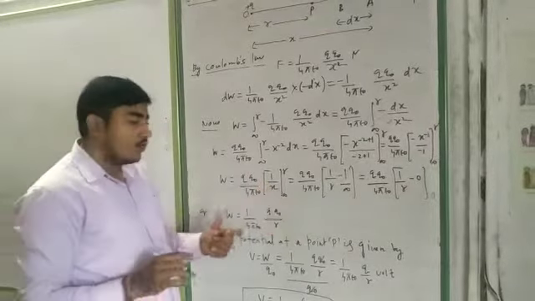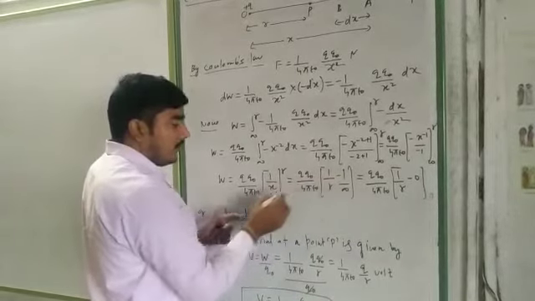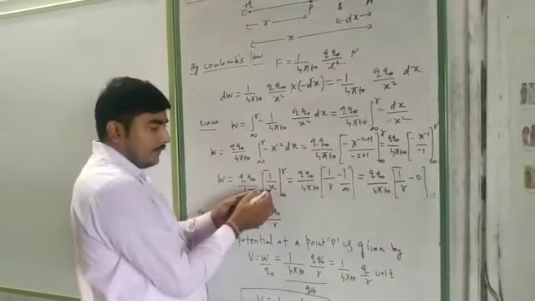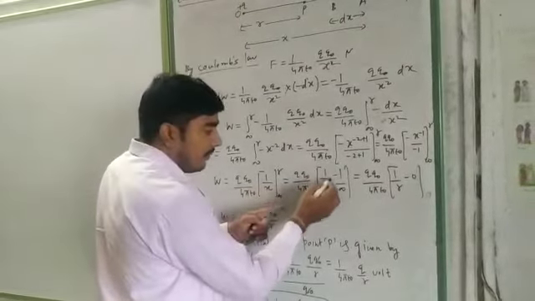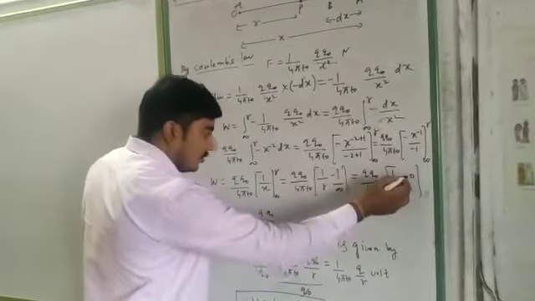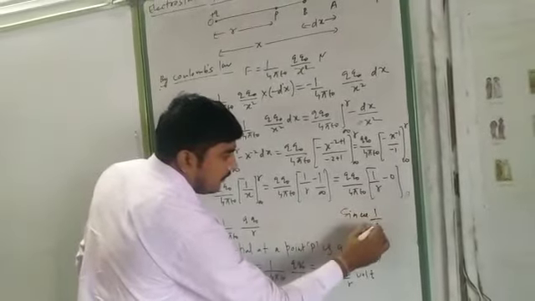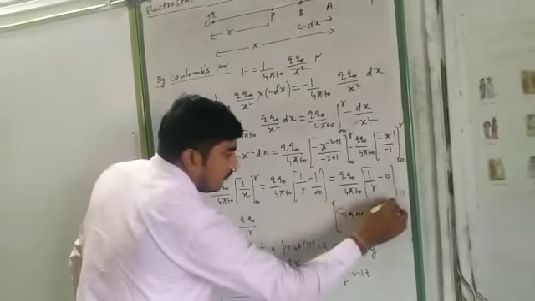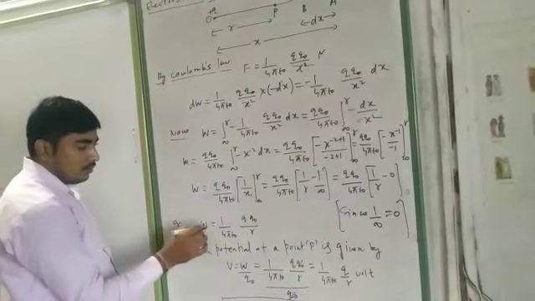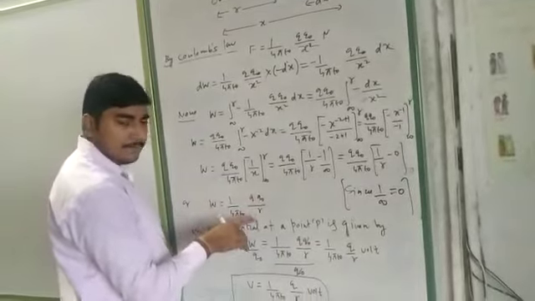We put the limits, upper limit minus lower limit: Q Q naught by 4 pi epsilon naught, 1 by R minus 1 by infinity. We put the upper limit in place of x, that is R, 1 by R, minus 1 by infinity. So Q Q naught by 4 pi epsilon naught, 1 by R minus 0, since 1 by infinity is equal to 0. We get W equal to 1 by 4 pi epsilon naught Q Q naught by R.